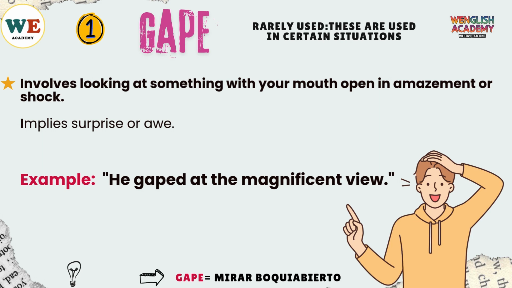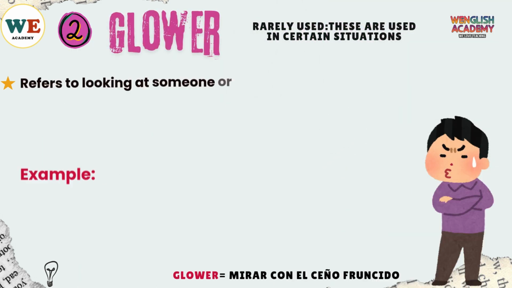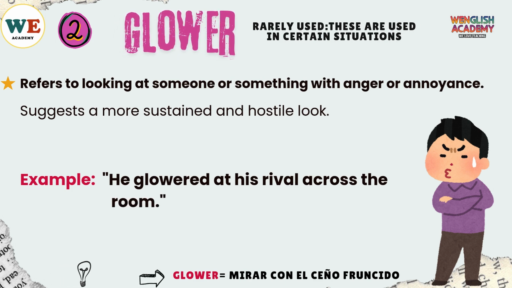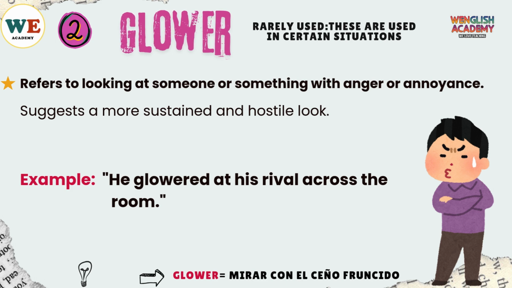2. Glower. Refers to looking at someone or something with anger or annoyance. Suggests a more sustained and hostile look. Example: he glowered at his rival across the room.